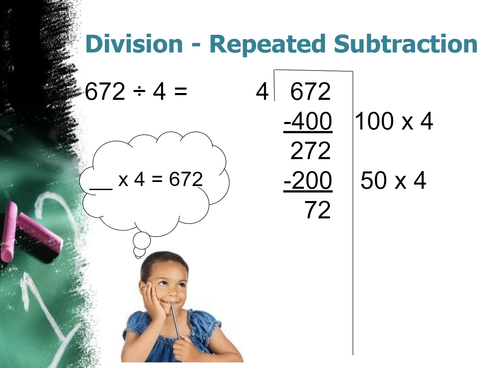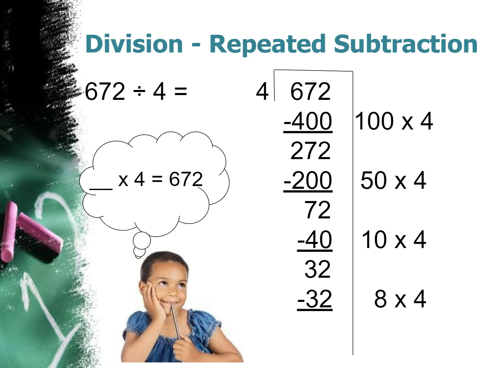So I could not subtract 200 again. But I know that 10 groups of 4 is 40. When I subtract those out, there are 32 left. I know that it will be 8 since 8 times 4 is 32. Now I can see that I subtracted 150 and 10 and 8 groups of 4. That's a total of 168 groups. So 672 divided by 4 is 168.